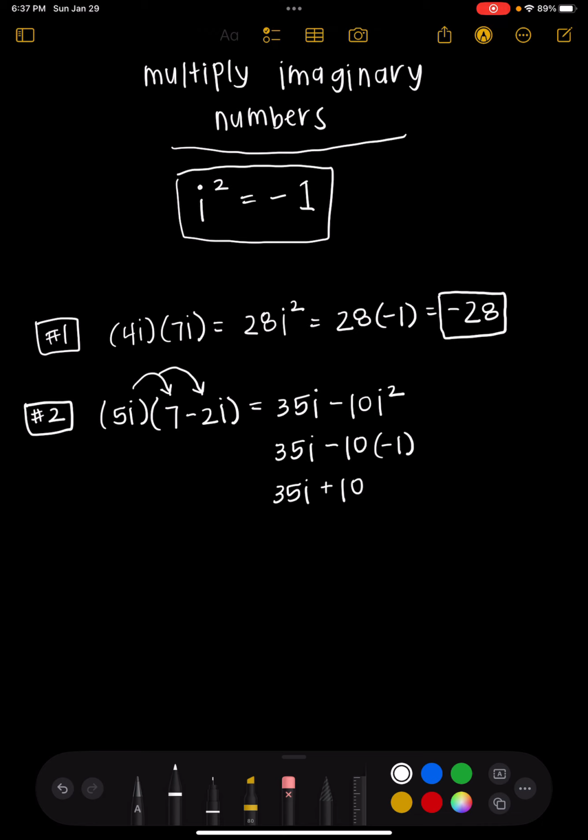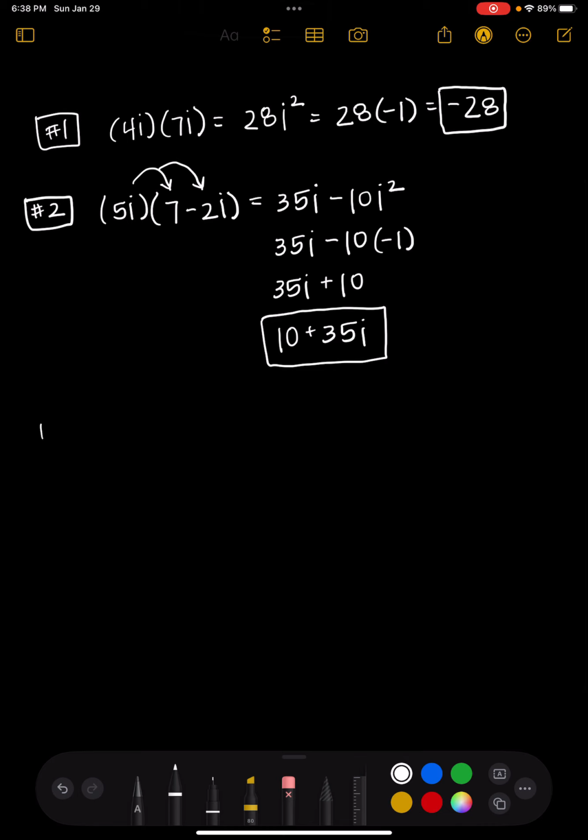Now that is the correct answer, but remember from the last video, we want it to be in the correct complex form, which means the real part has to go first and then the imaginary part goes second, which means my final answer is 10 plus 35i. All right, let's look at that third example now.